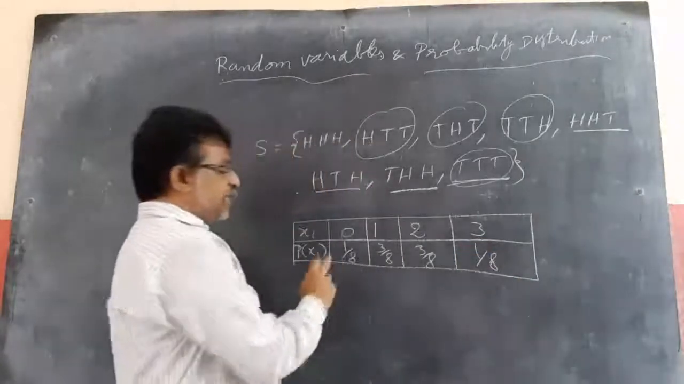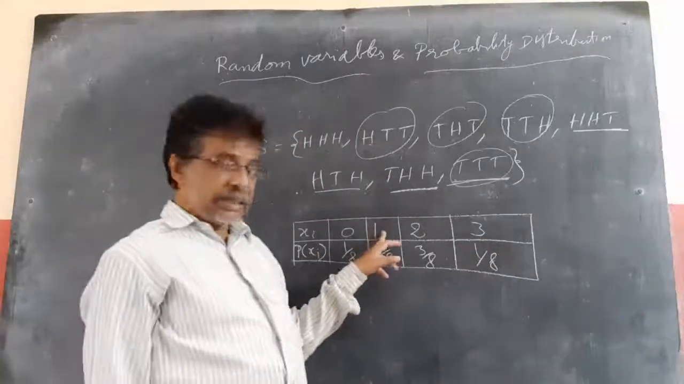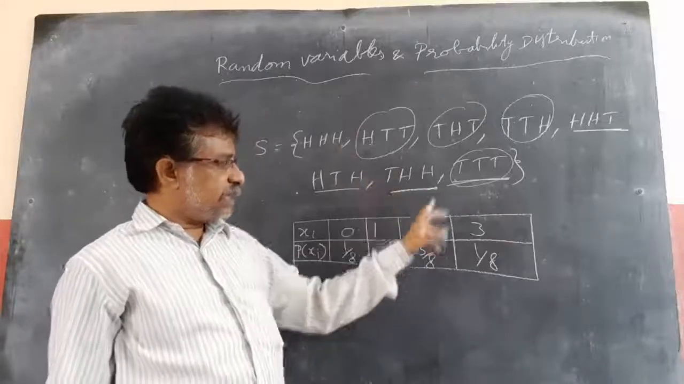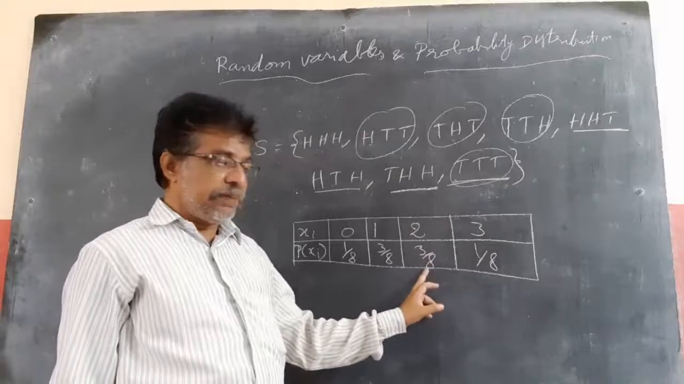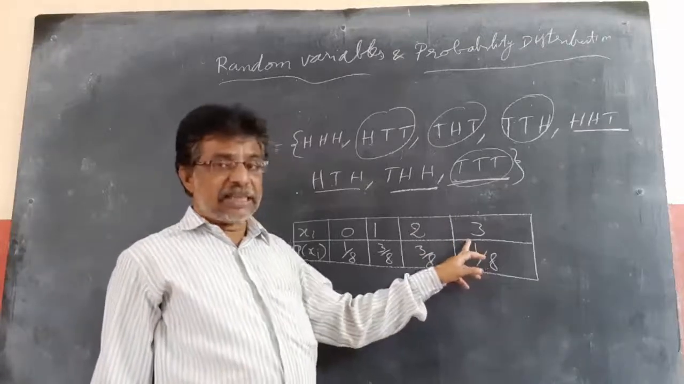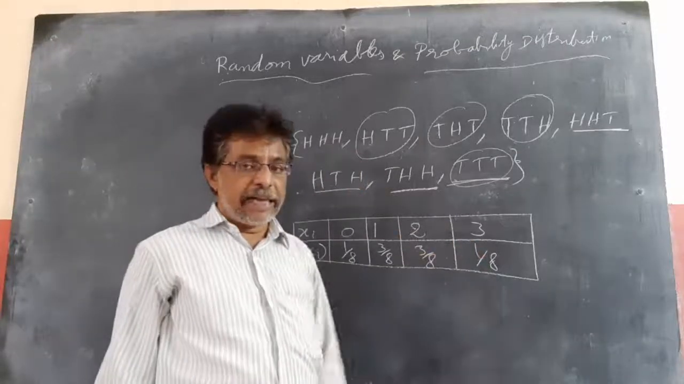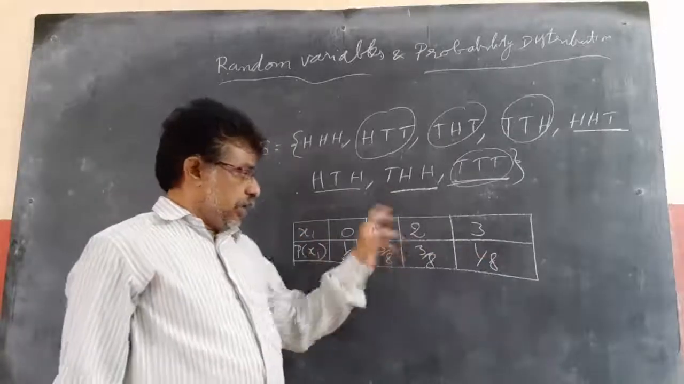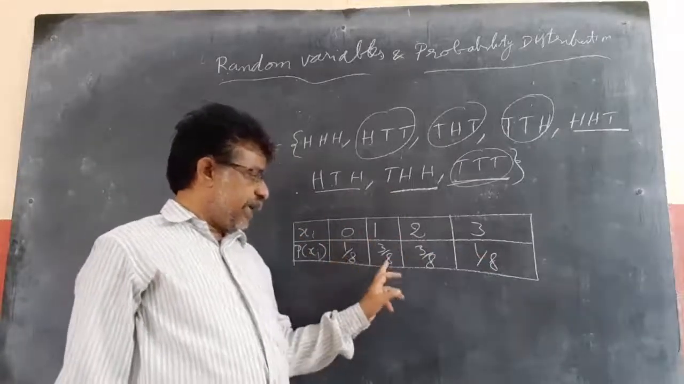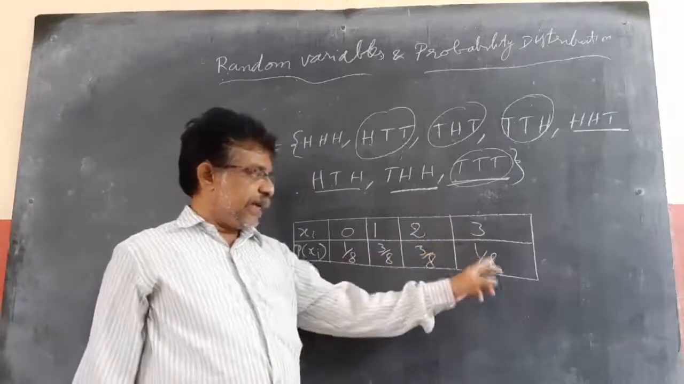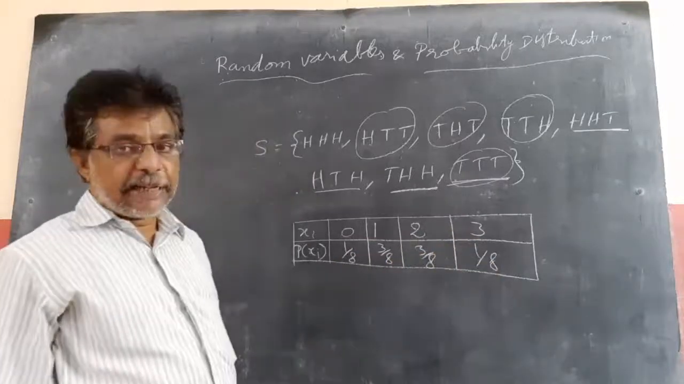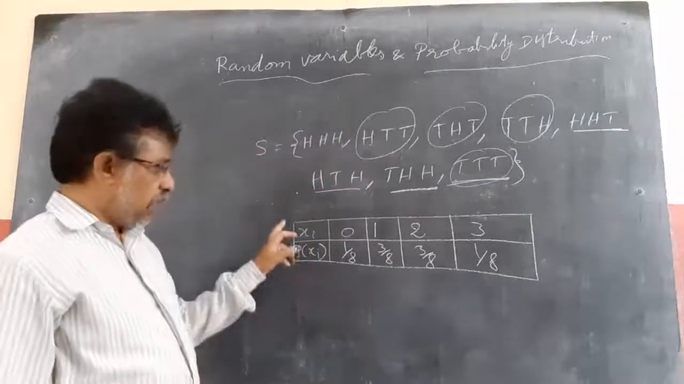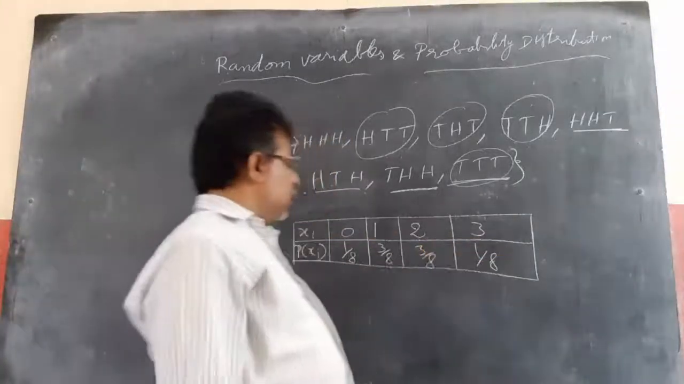The chance of occurrence of 0 heads is 1, so 1 by 8. The chance of occurrence of 1 head is 3, so 3 by 8. The chance of 2 heads is 3, so 3 by 8. But occurrence of all 3 heads is only 1, so 1 by 8. So the probability distribution is: 0 heads is 1 by 8, 1 head is 3 by 8, 2 heads is 3 by 8, 3 heads is 1 by 8 when a coin is tossed. This is called the probability distribution, and this is the random variable.